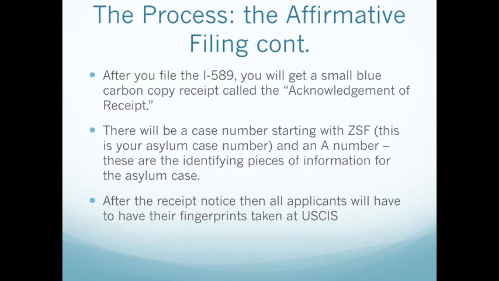And then after they get the receipt notice, all the applicants, whether it's the spouse and the kids, will all have to go to the local application support center, which is usually at the USCIS office. Here in Seattle, it's in Tukwila, and have their fingerprints taken. And the little kids, if they're under 14, or under a certain age, they just have photographs taken. They don't have fingerprints taken. But that is the next step that everybody has to do.